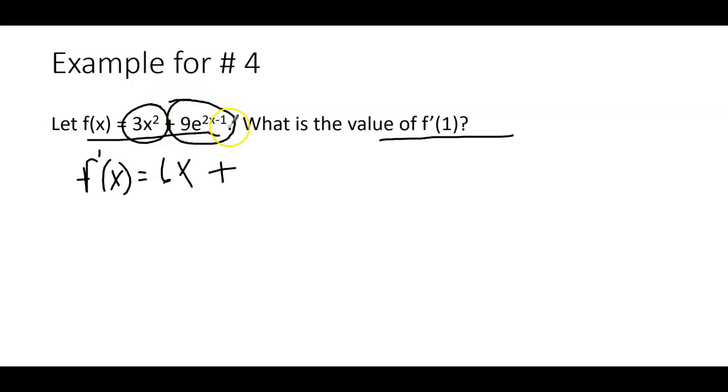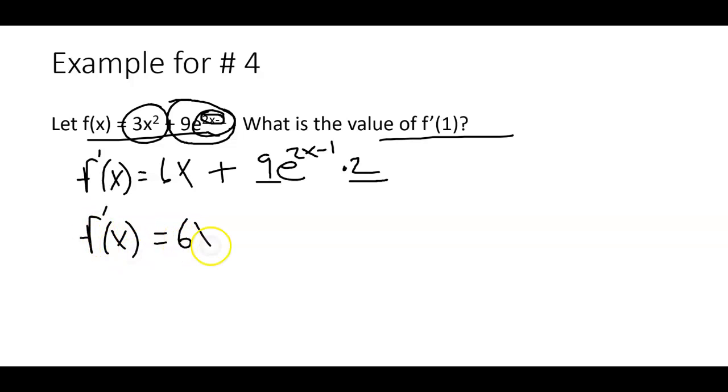Next we have this guy. That 9 is going to stay right where it is. Also, the derivative of the e is going to stay exactly the same, because when you take the derivative of an e function, it stays the same. But we will be multiplying it by the derivative of the exponent, which is like your inside function. So we're going to put a times 2 there. And that 2 and the 9 can go together there. So if I were to simplify that, I would have 6x plus 18 e to the 2x minus 1.